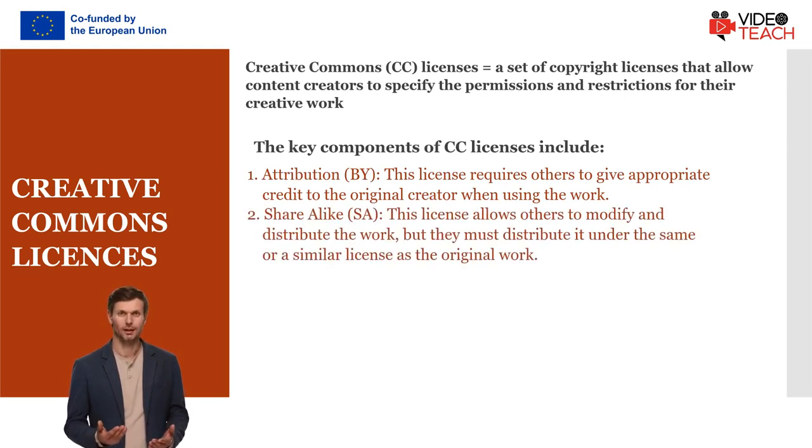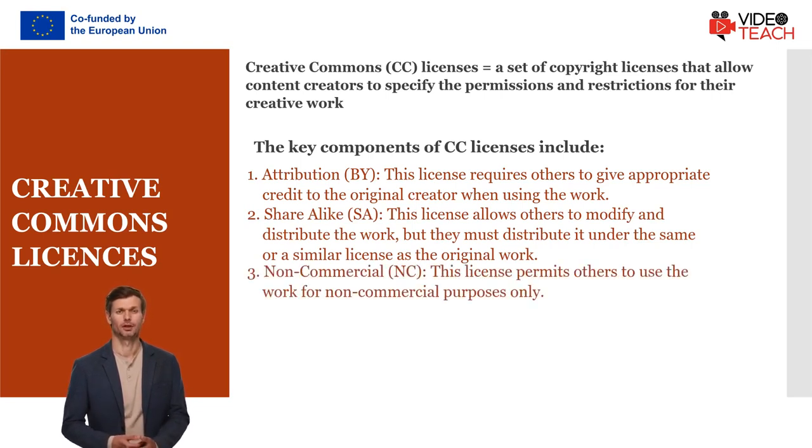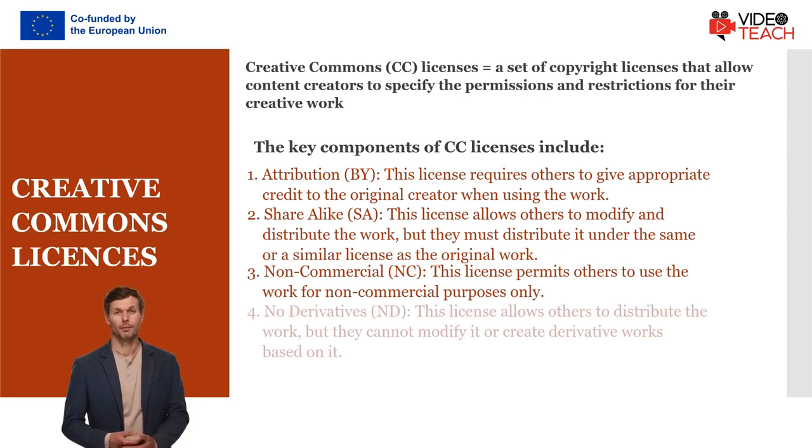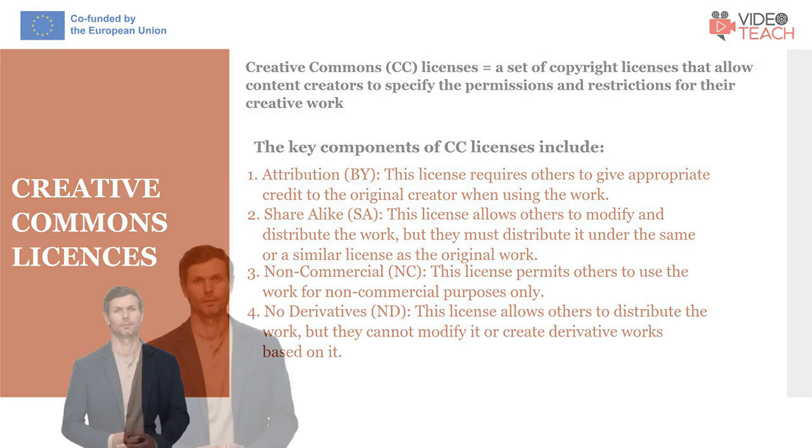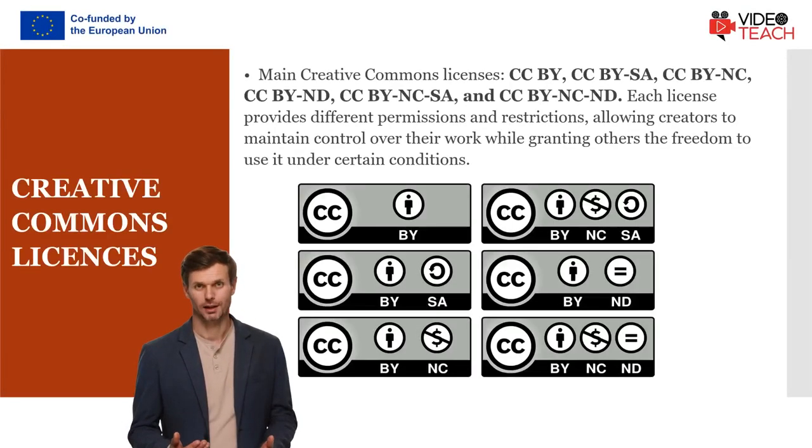Share alike, SA, license, which allows others to modify and distribute the work, but they must distribute it under the same or a similar license as the original work. Non-commercial, NC, permits others to use the work for non-commercial purposes only. No derivatives, ND, license allows others to distribute the work, but they cannot modify it or create derivative works based on it. By combining these components, creators can choose from six main Creative Commons licenses: CC BY, CC BY SA, CC BY NC, CC BY ND, CC BY NC SA, and CC BY NC ND.